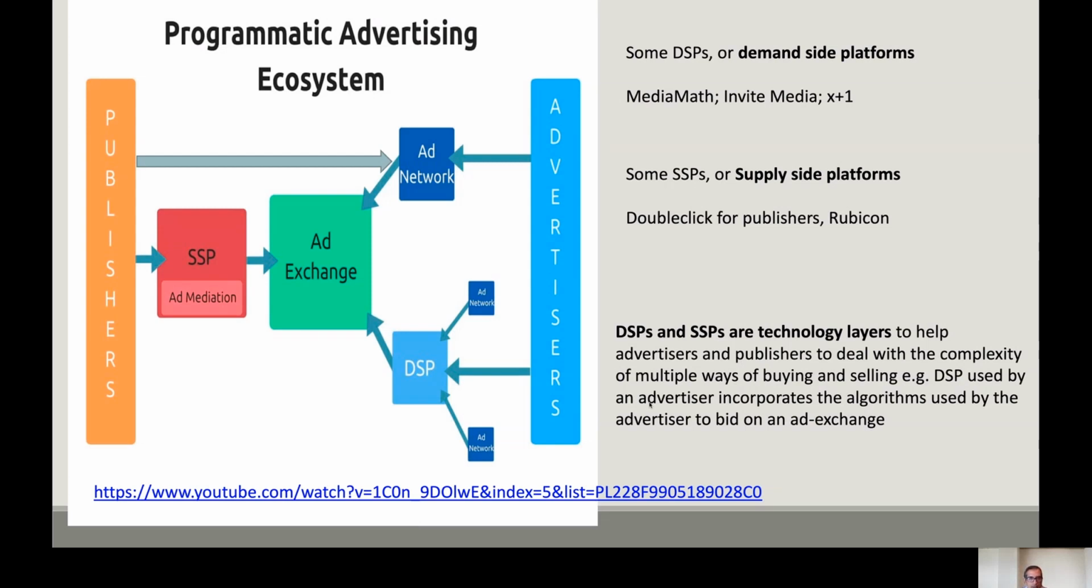Right? The advertiser by itself can also use a DSP to bid on the ad exchange. So the DSP, the technology layer, actually is the layer where the bidding algorithm that I was just describing is housed, right? And through the DSP, the advertiser may buy from the ad exchange, or they may buy from the ad network as well, right? So you can see that the overall ecosystem has become fairly complicated. And I have provided you a YouTube link which summarizes this ecosystem for you.